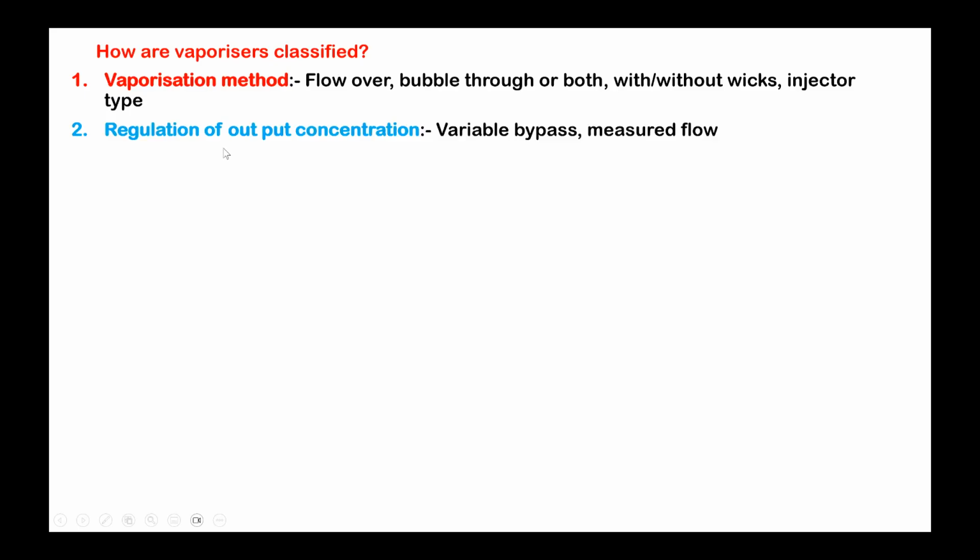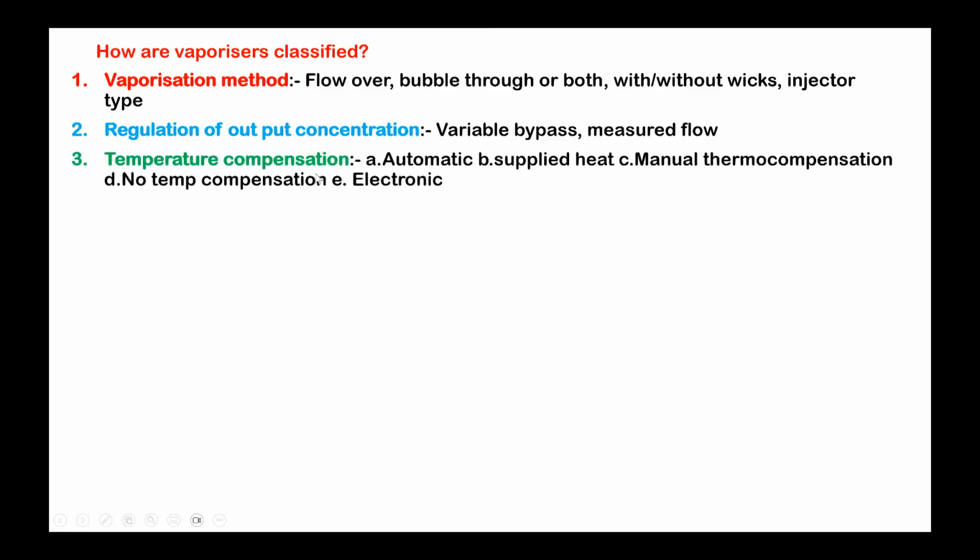Second is regulation of output. That can be by, as you said, variable bypass or measured flow. Then the third point is temperature compensation. In the older boil machine, the ether and trilene, they don't have temperature compensation. They take the heat from the surrounding atmospheric air. It is conducted through the bottle and then the liquid gets vaporized.